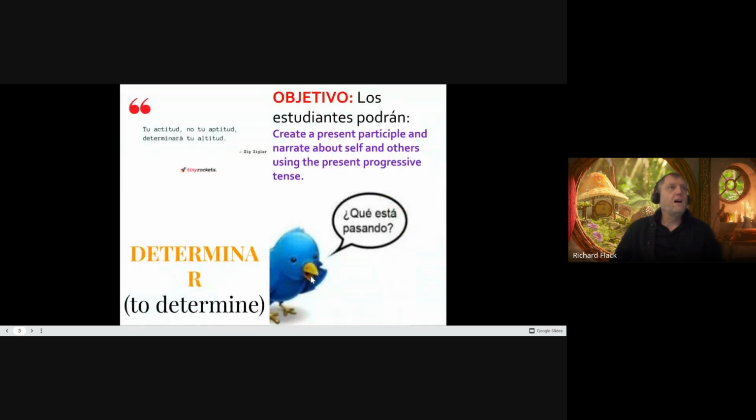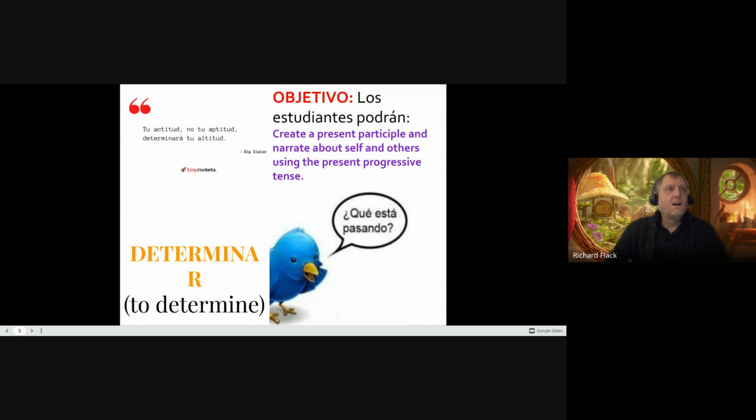Ok, el objetivo de hoy, los estudiantes podrán create a present participle and narrate about self and others using the present progressive tense. The verb for today is determinar, to determine.